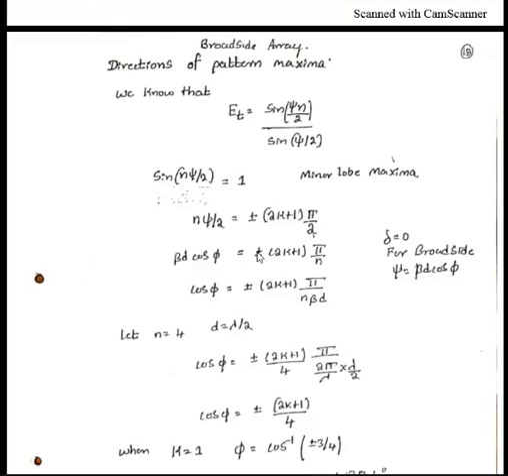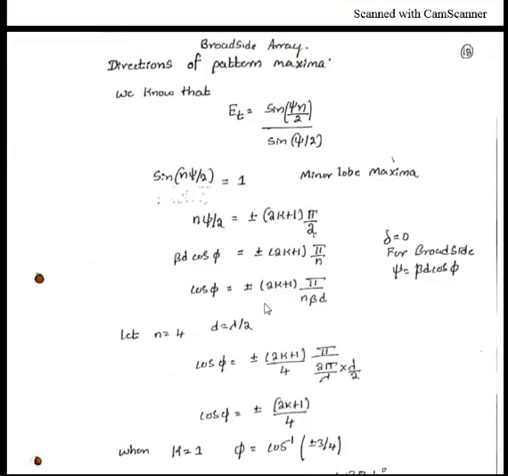So we will get beta d cos phi equal to plus or minus 2k plus 1 into pi, with a term 2 on the other side. The 2 in the right-hand side and the 2 in the left-hand side get cancelled, and the n term comes to the right-hand side. Finally, cos phi is equal to plus or minus 2k plus 1 pi divided by n beta d. This is the final equation.